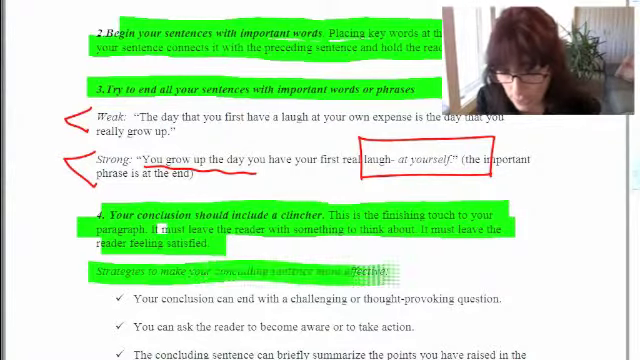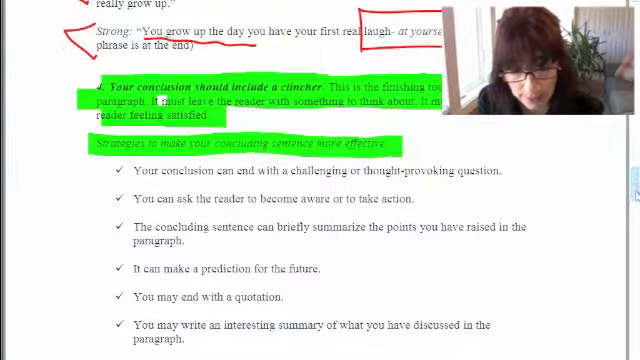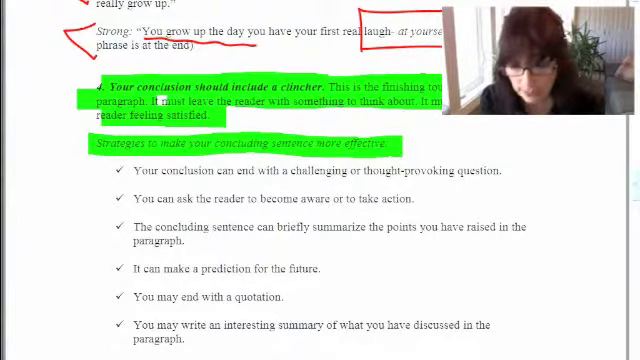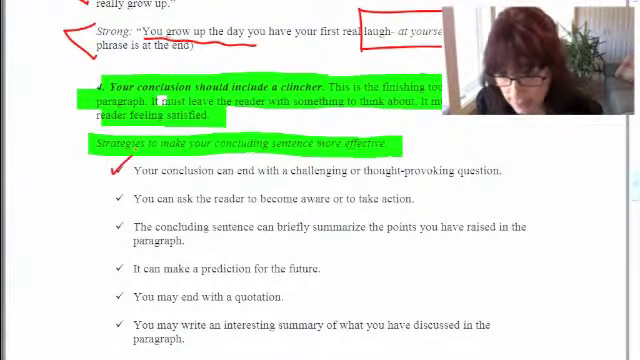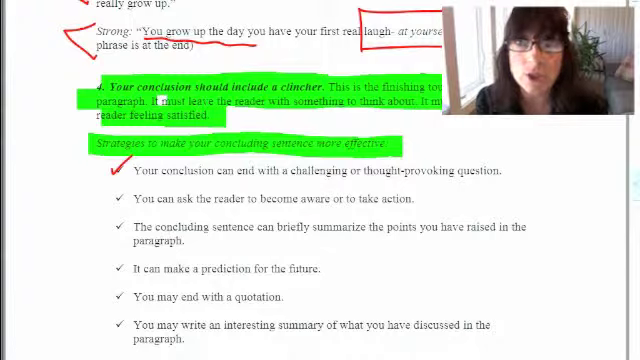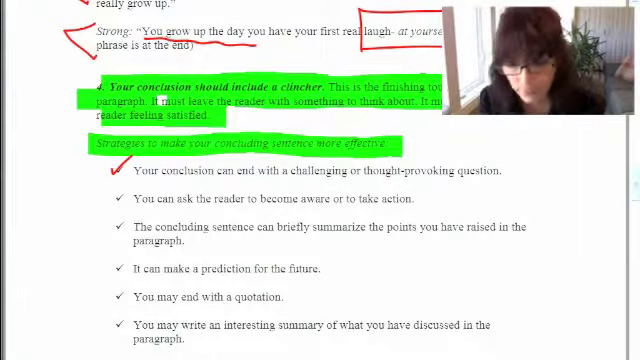So here are some strategies to make your concluding sentence more effective. If you'd like to follow with me, I'll explain each. The first is that your conclusion can end with a challenging or thought-provoking question, a short question. You get your reader thinking. It's thought-provoking, so it gives the reader something to think about in the future.